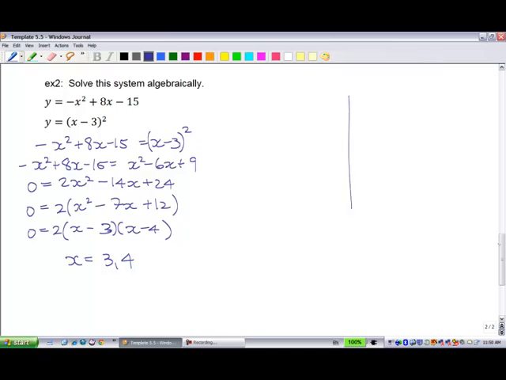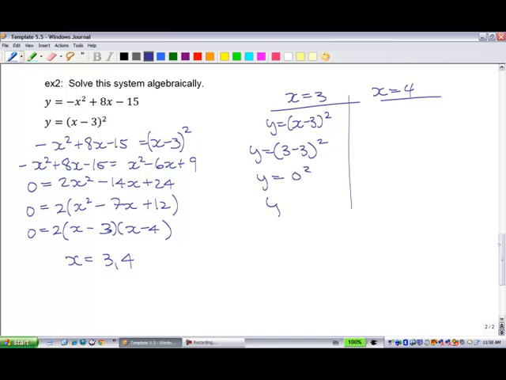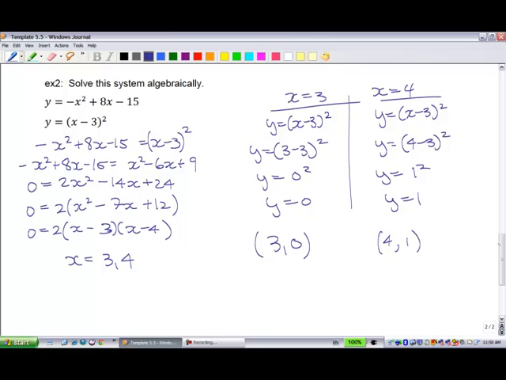So let's build our little table again to find out y values for these. X equals 3, x equals 4. Let's plug them into y equals x minus 3 squared. It's a fairly simple formula. So y equals 3 minus 3 all squared, y is 0 squared. Oh look, y is 0, and we have an ordered pair of 3, 0. We'll go into the same equation. 4 minus 3 squared, 1 squared is 1, and we have the ordered pair of 4, 1.